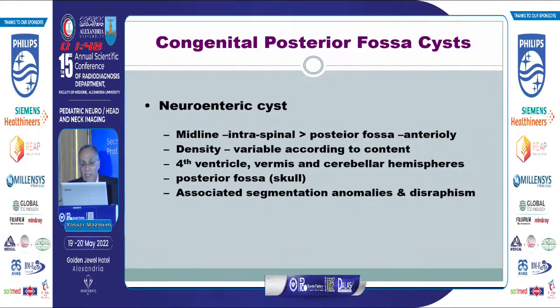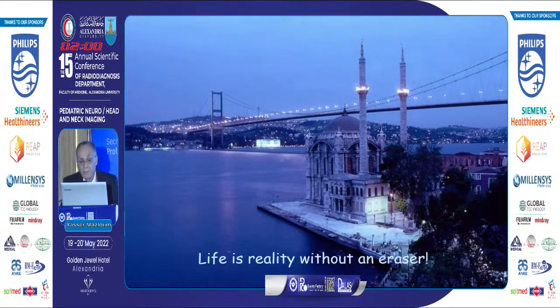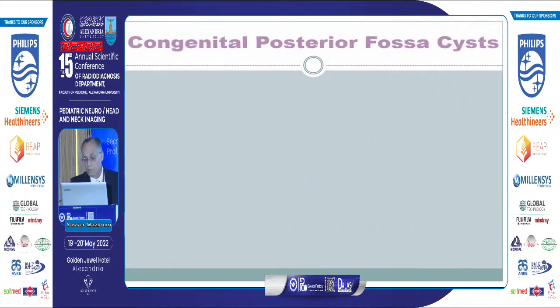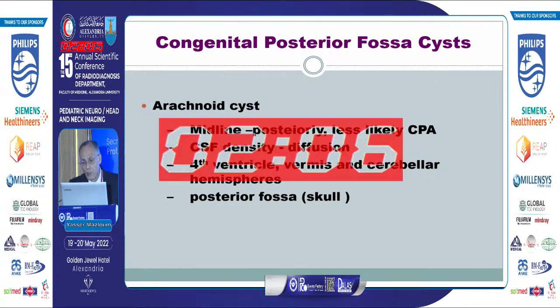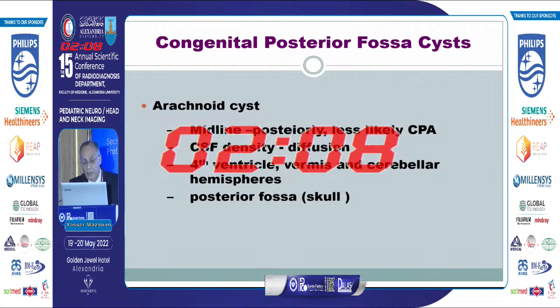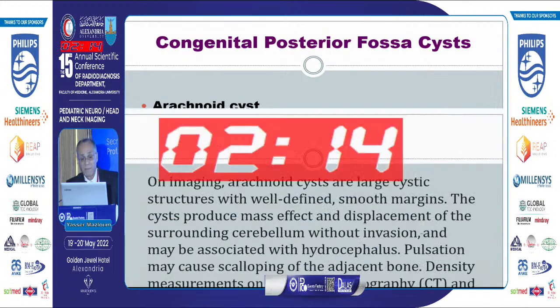Neuroenteric cyst is usually midline, intraspinal, posterior fossa anterior. Density variable according to the content. Normal fourth ventricle is there usually. Associated segmentation anomalies and dysraphism can be there. Arachnoid cyst: midline posteriorly, less likely to be at the CP angle region. CSF density and diffusion restriction, fourth ventricle normal.